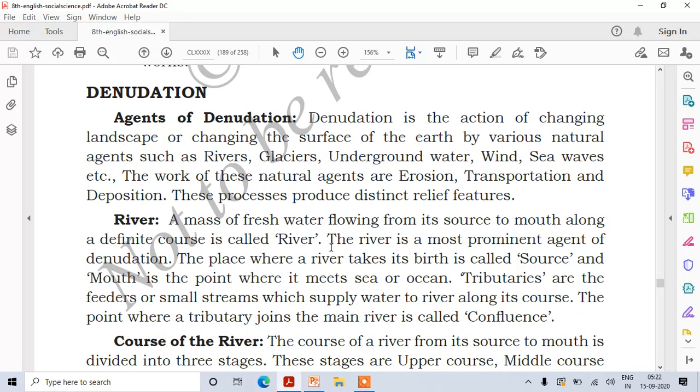Our next topic is denudation. So what is denudation?